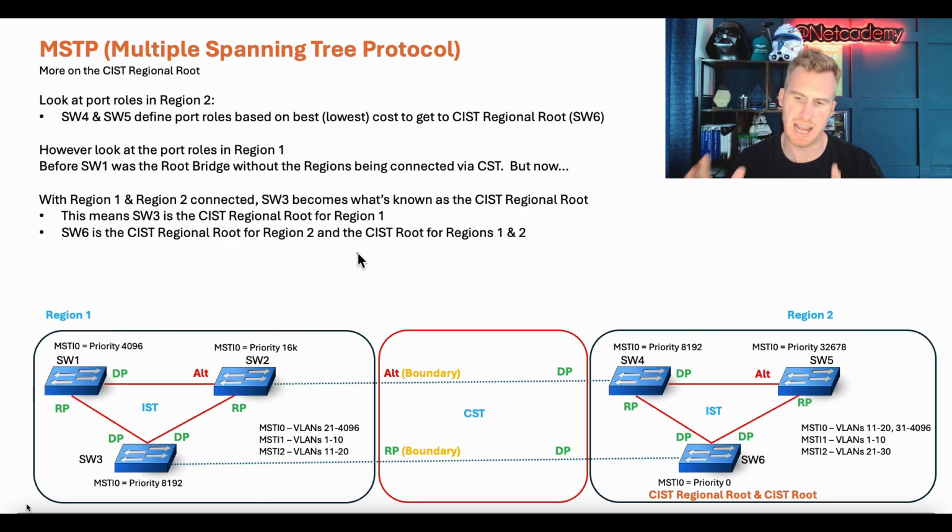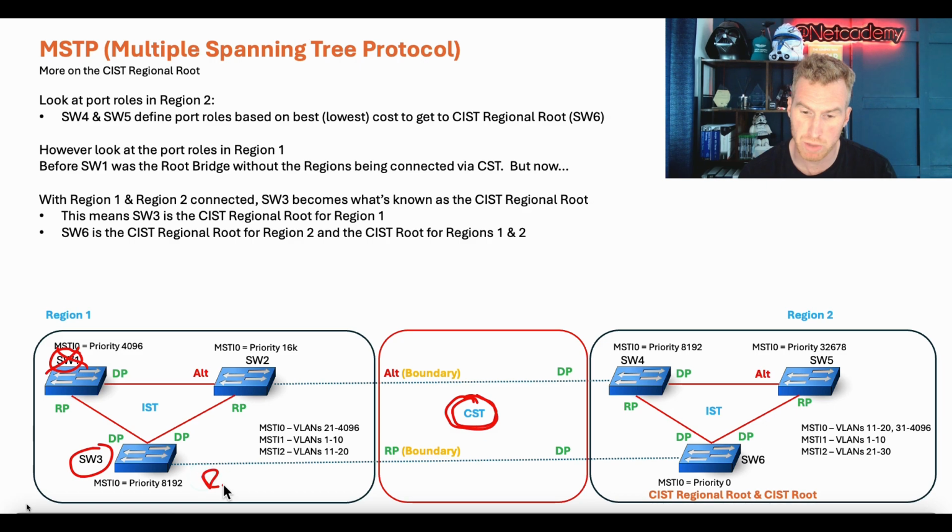So you can see how quickly things change in the MST world when you start connecting networks or regions together. Before, switch 1 was that root bridge, but as soon as we connected region 1 to region 2 over a common spanning tree, switch 1 wasn't that root bridge anymore. Suddenly switch 3 was the regional root bridge for region 1. But again, the CIST root for both regions is switch 6.